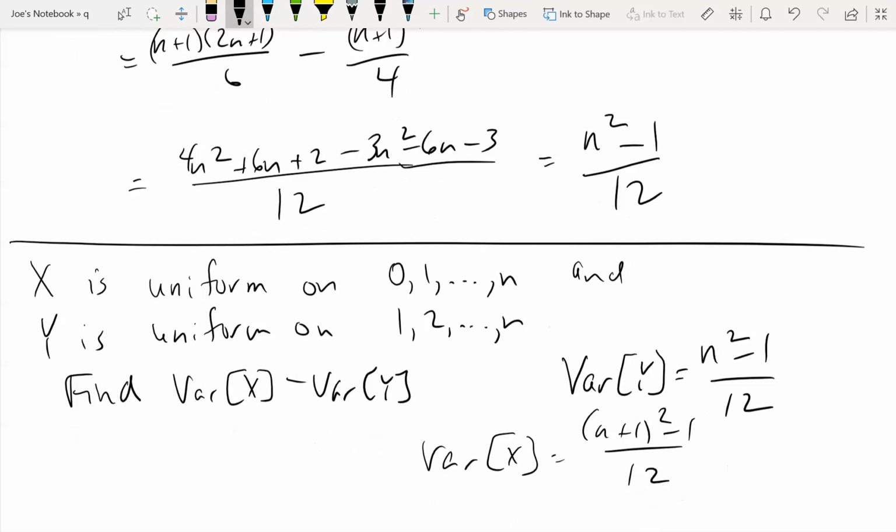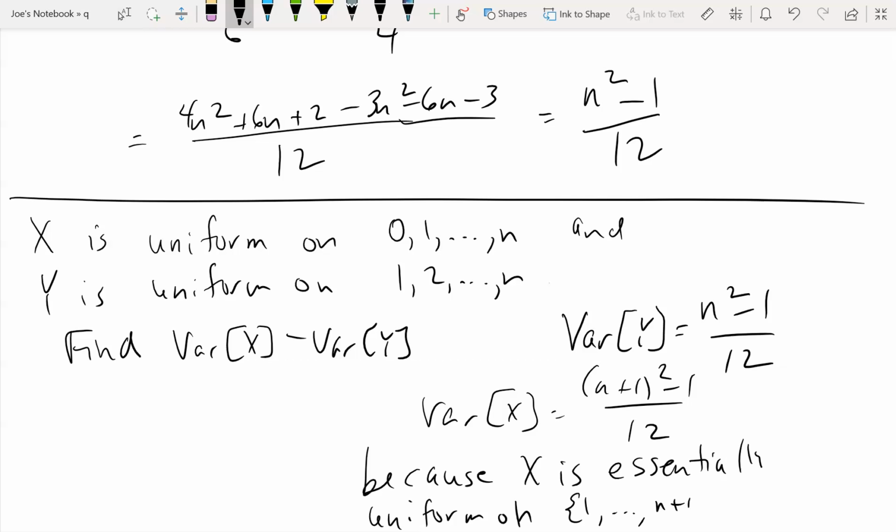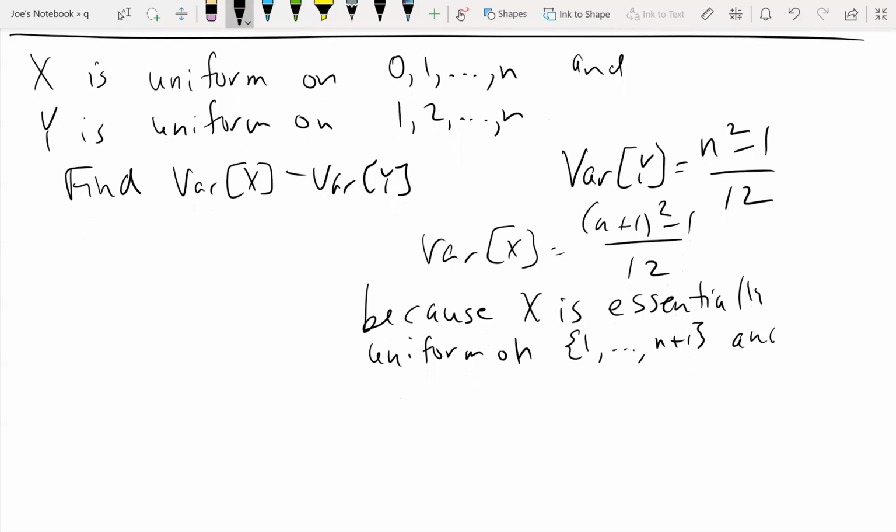And the reason for this is because x is essentially uniform on the set 1 to n plus 1 and shifted down 1. I'm going to put "shifted down 1" in quotes because I have an intuitive understanding of that and I don't want to write a whole bunch of "we subtracted 1 from each individual thing." All right, we just took the data set and subtracted 1.